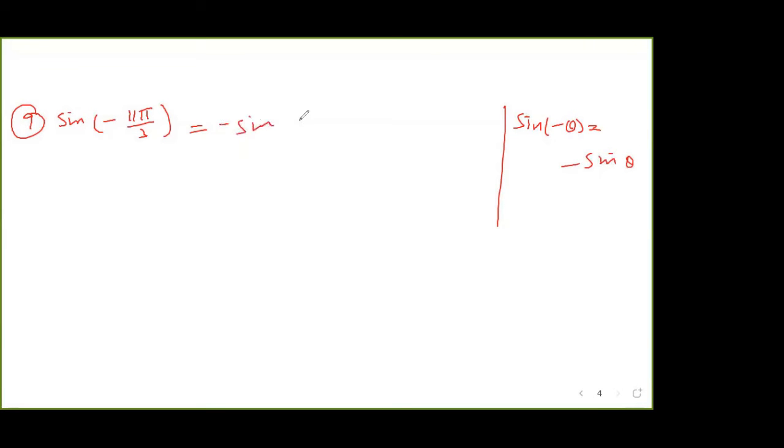Question number 9 is sine of minus 11π by 3. Sine of minus θ is equal to minus sine θ. So this is minus of sine 11π upon 3. Now you can write it like this.